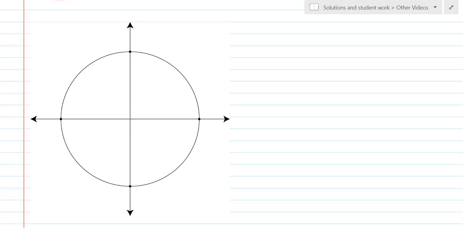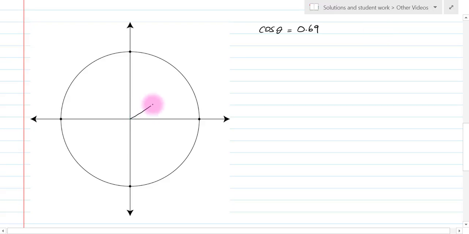We'll backwards design this skill. So let's imagine that I tell you that cos of theta is equal to 0.69. Now you could obviously use a calculator and backwards design that answer just by doing cos inverse. But we don't need to do that to find different positions within our unit circle. So I'm going to just draw an imaginary point here, and I'm going to say that this is theta.